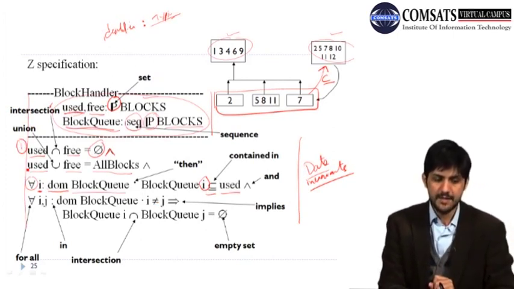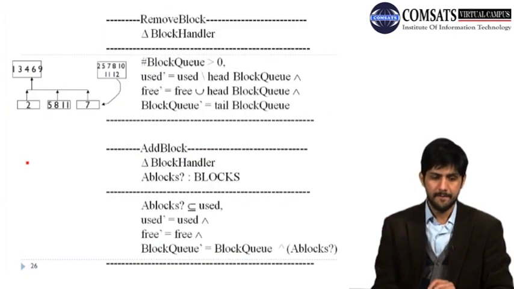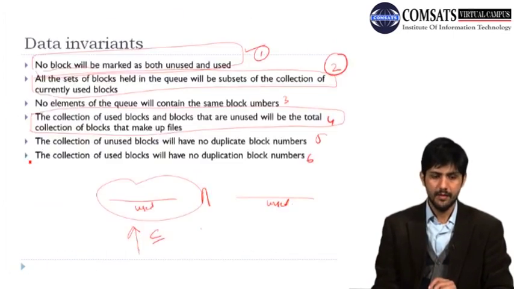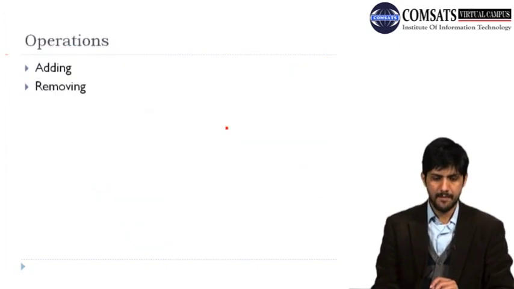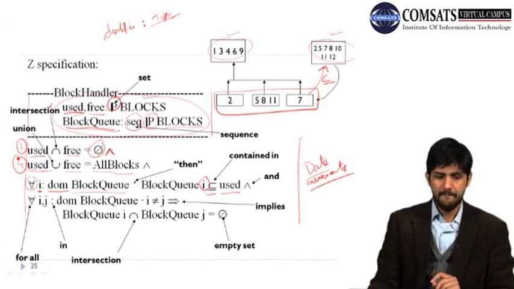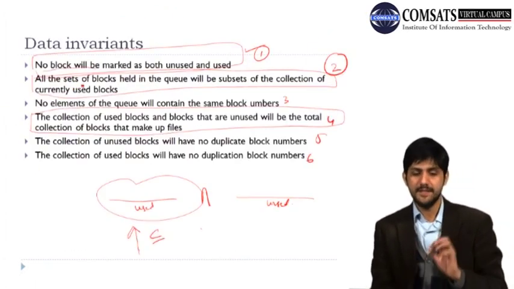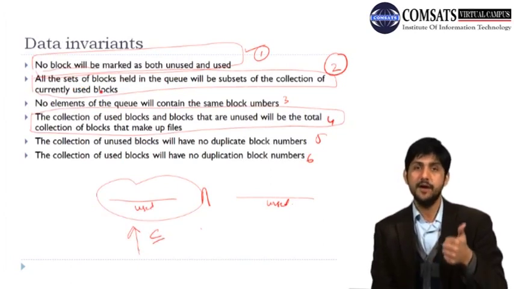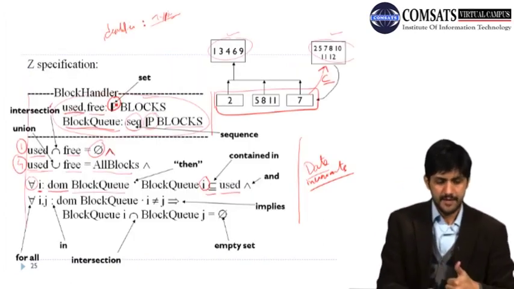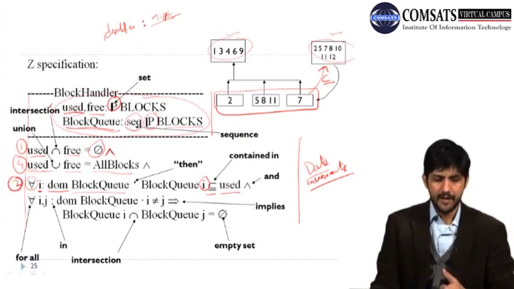And this one, which says that the union of these two sets should be all blocks, is number 4 data invariant. So this is the fourth one that I have written, and then the second one, all the sets of blocks held in the queue will be subsets of the collection of currently used blocks. So this particular one is defining the second data invariant.